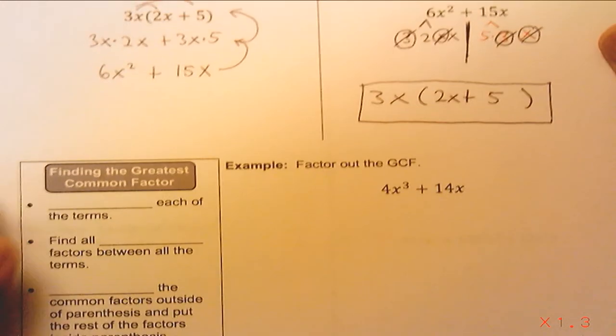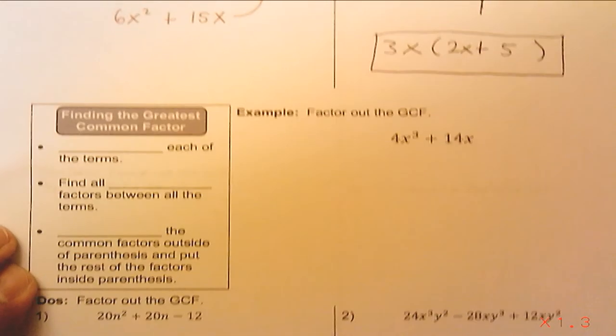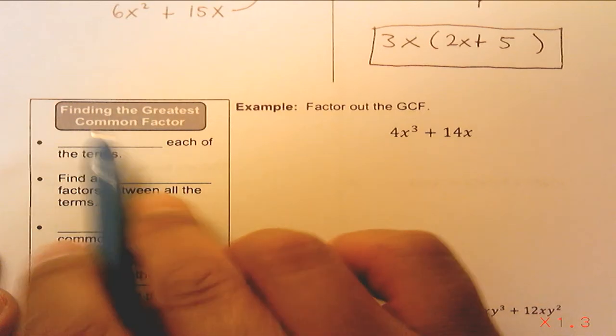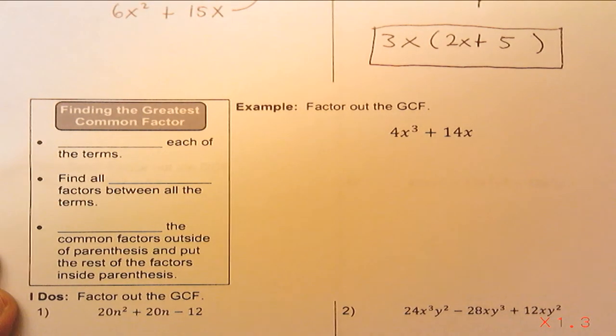All right. So if you want to follow a type of algorithm here, finding the greatest common factor, here are some steps that you can do. The first thing is you're going to factor.